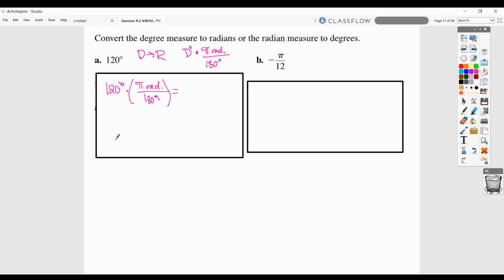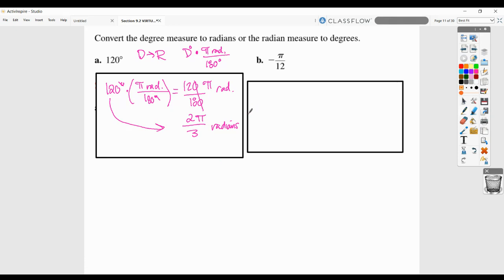Degrees cancel, so I'm left with, if I multiply straight across, 120 over 180 pi. You just throw pi in there, and this is in radians. You can use RAD or rad for short. Now all you have to do is simplify this fraction as much as you can. No decimals here. 12 over 18 simplifies to 2/3. So 2 pi over 3 radians. So what that means is 120 degrees is equal to 2 pi over 3 radians.